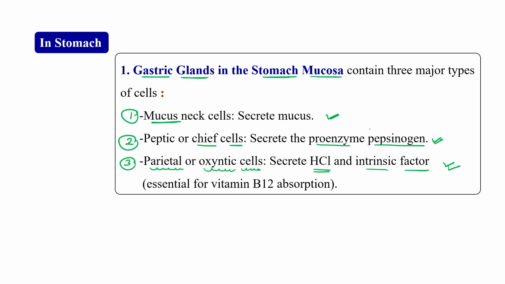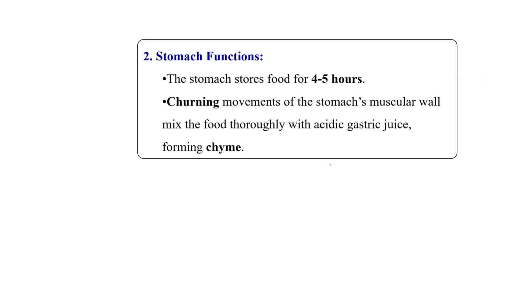Okay, so in the stomach, gastric glands are present, which contain three different types of cells. Some cells are involved in the secretion of mucus, some in the secretion of a certain kind of proenzyme, pepsinogen, and HCl. So what is the function of the stomach? Our food stays in the stomach for approximately 4 to 5 hours.